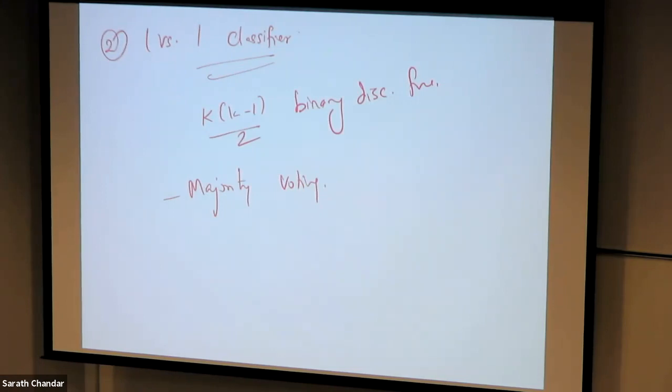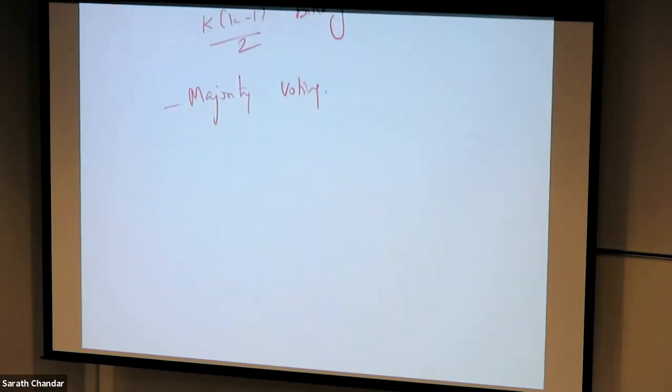So it so happens that this classifier also has a loophole. Let's consider again the 3-class scenario. So now first we have, let's say, a classifier which says C1 versus C2.